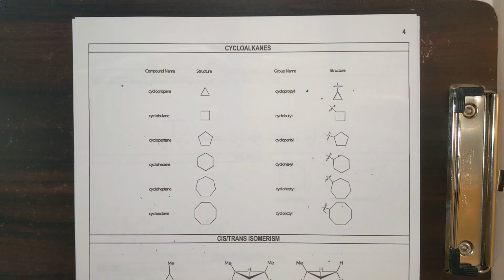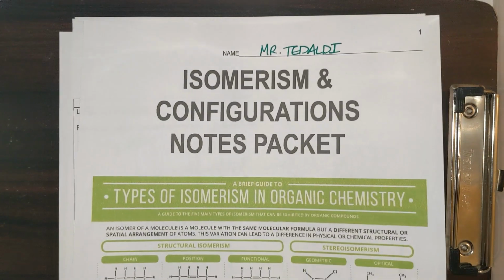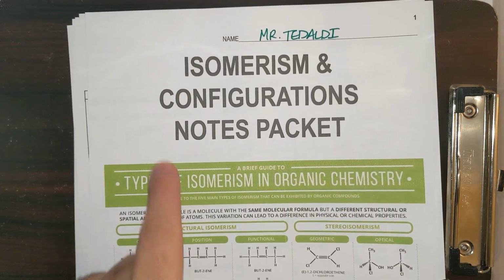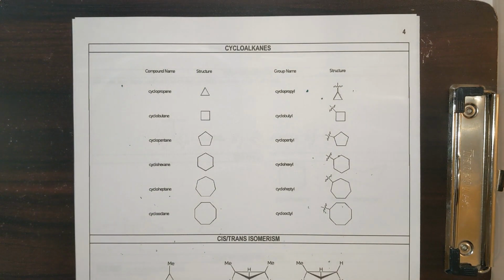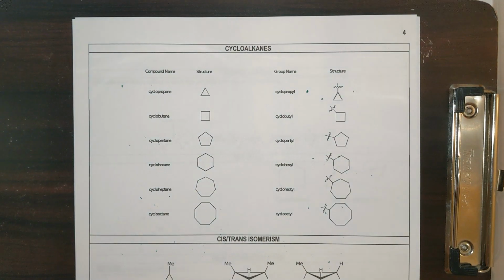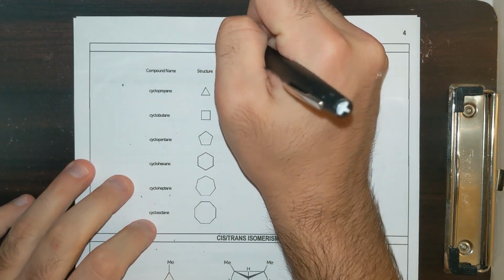All right, hey, organic chemistry. So we're gonna do some video notes with this packet that says Isomerism and Configurations Notes Packet. We're gonna jump to page 4 and go through pages 4 through 7. I wanted to start with reminding you and talking to you about cycloalkanes. Those are what we're gonna call rings.